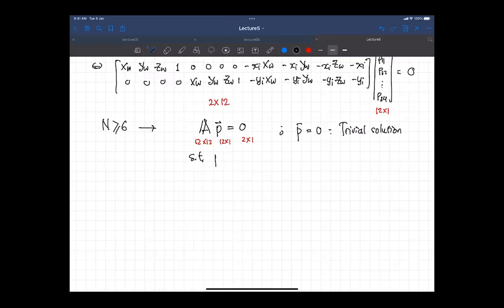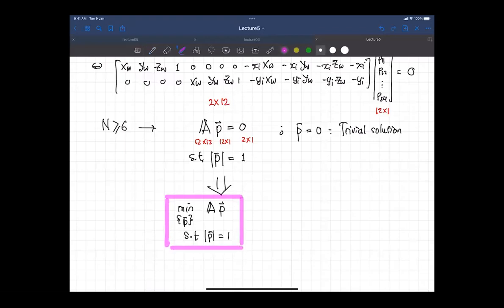subject constraint that the magnitude of P has to be equal to one. So in that way, we can minimize A multiplied by P with respect to P, subject to the magnitude of P equal to one. So this is the equation that we can try to solve, right? This A multiplied by P is not necessarily zero. As long as we minimize, that's fine already. Remember that A multiplied by P is not necessarily zero, but as small as possible.